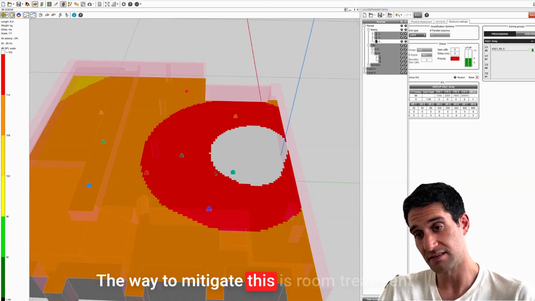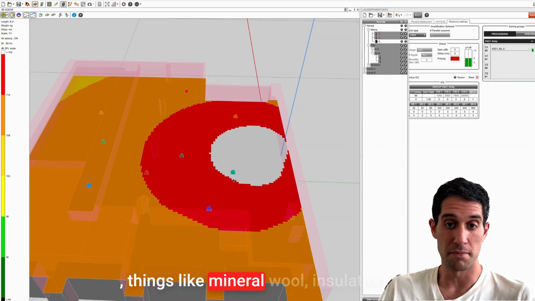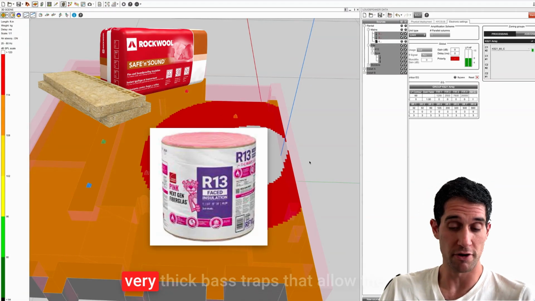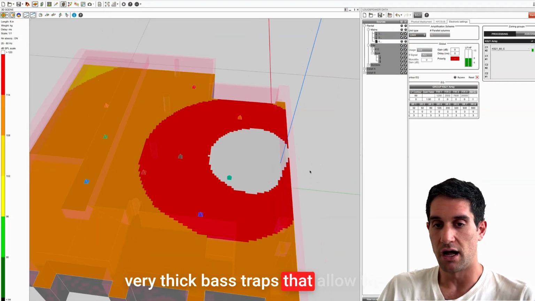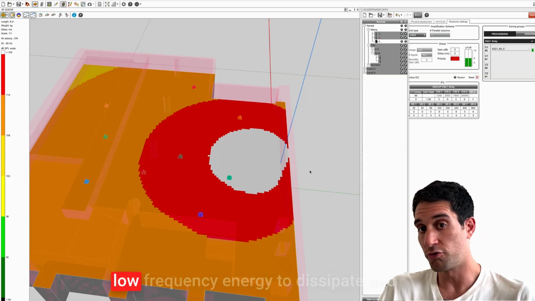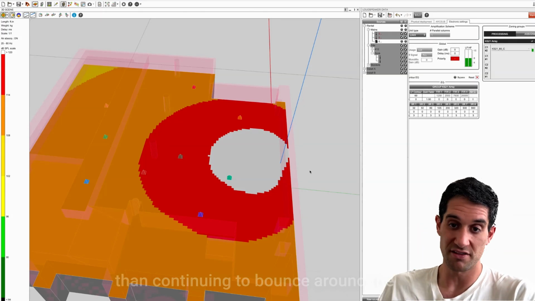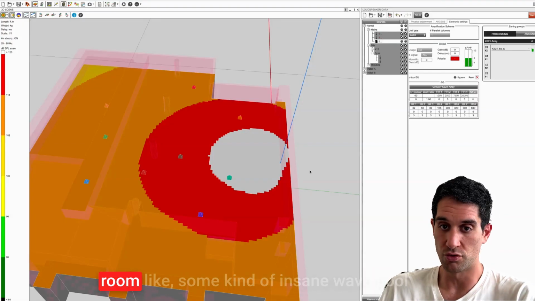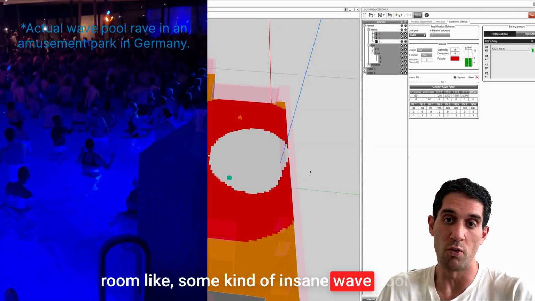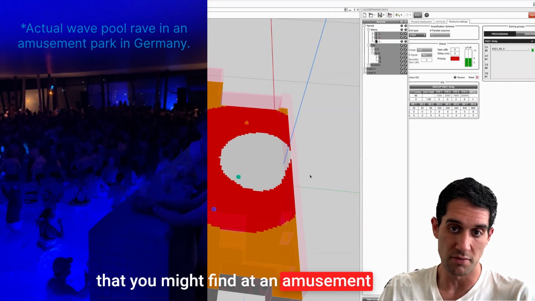The way to mitigate this is room treatment, things like mineral wool, insulation, very thick bass traps that allow the low frequency energy to dissipate and transform into a little bit of heat rather than continuing to bounce around the room like some kind of insane wave pool that you might find at an amusement park.